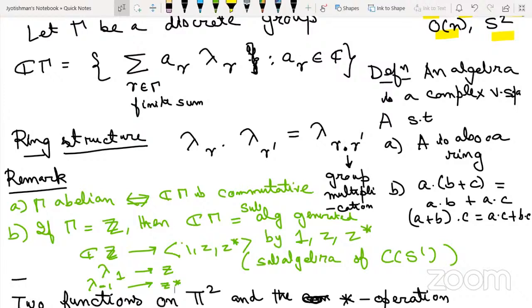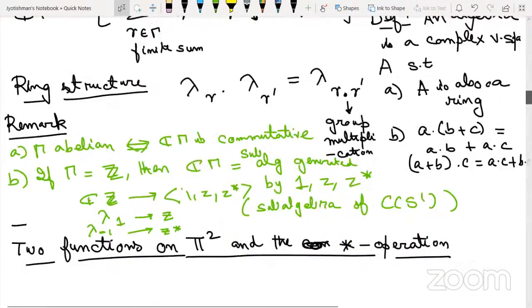Z star will be 0, not Z0. Huh? Z star will be 1. Yeah. So all these lambda g's are what we call unitaries, because lambda g star is equal to lambda g inverse. I have not defined the star structure, but yeah.